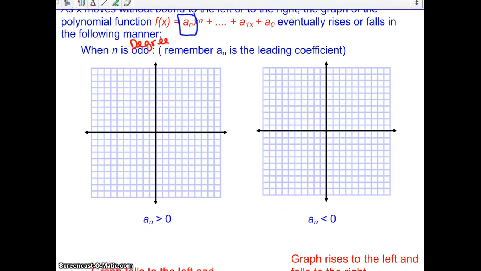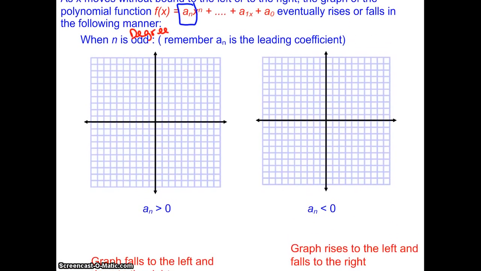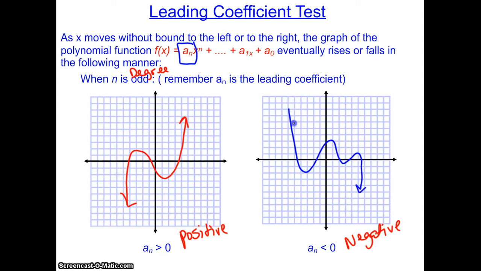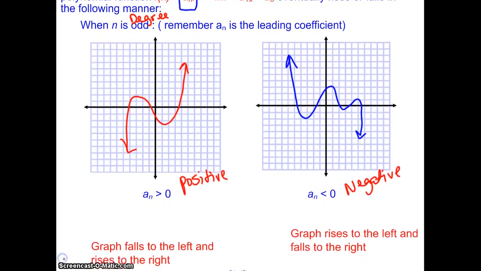When a is greater than 0, that means positive, your graph would look like this. If a is less than 0, that's negative, then it would flip, and it would look something like this. This is a quintic. Let's talk about the end behavior. So on the left function here, the graph falls to the left and rises on the right.